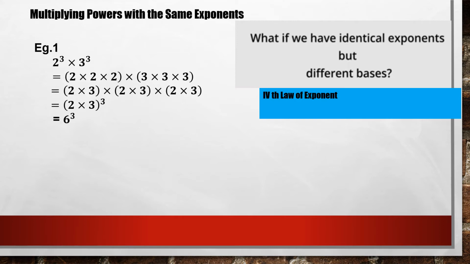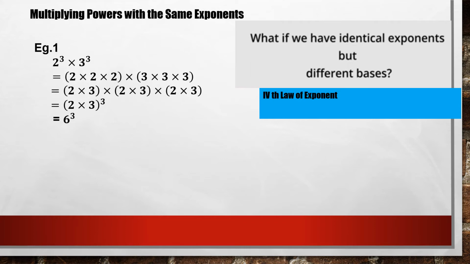But we can write 2 cubed into 3 cubed is equal to 2 into 2 into 2 into 3 into 3 into 3. We can rearrange all the factors and write like this: 2 into 3 into 2 into 3 into 2 into 3. Thus, we have 6 into 6 into 6, that is equal to 6 cubed. Observe, 6 is the product of the bases 2 and 3.